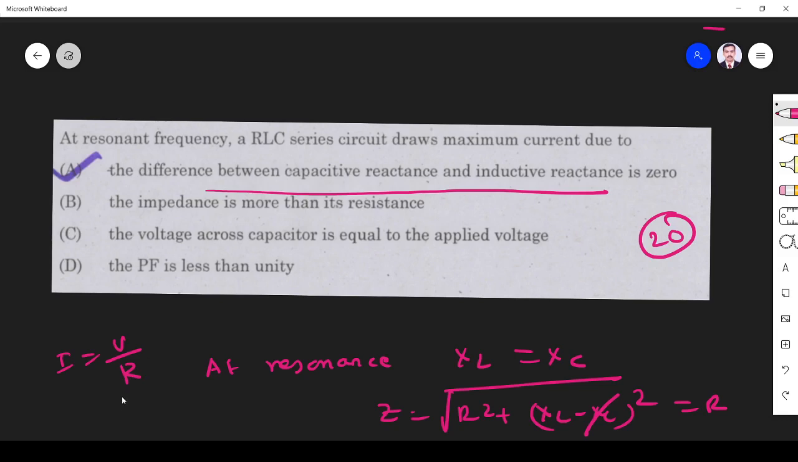Minimum resistance, so maximum current. I R minimum, I maximum. So option A is the right answer.